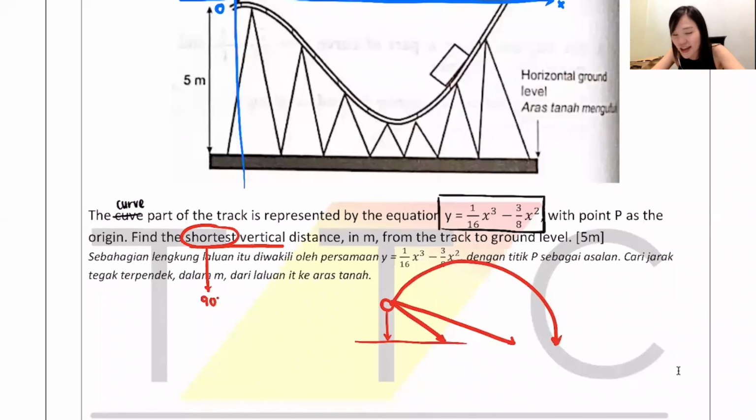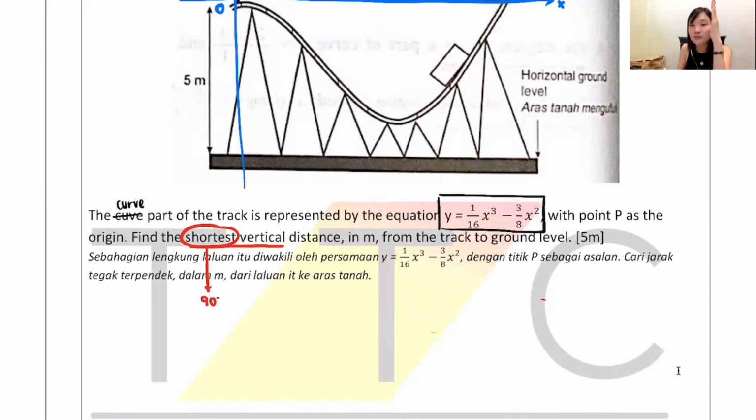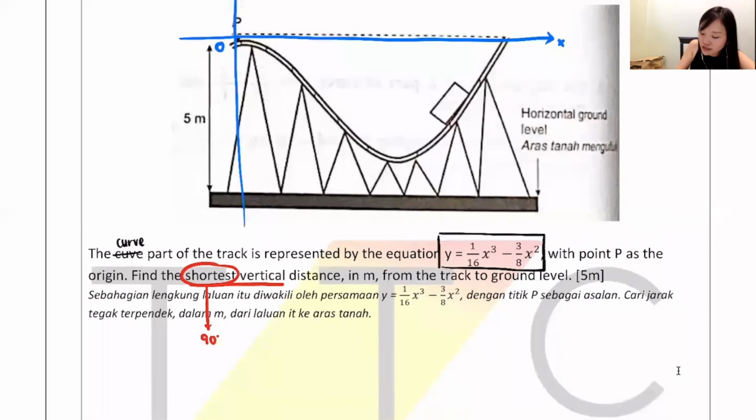So this explains that whenever they say shortest, it always means 90 degrees. So remember, shortest vertical distance means they must be 90 degrees. Just imagine this question, if they don't have the word vertical, you also need to know it is definitely a vertical line, because it must be 90 degrees, okay? So they want the shortest vertical distance from the track to the ground. So guys, the ground is here. So the shortest distance will be to the ground, my dear.